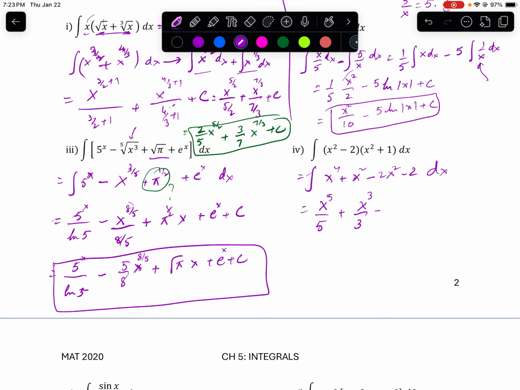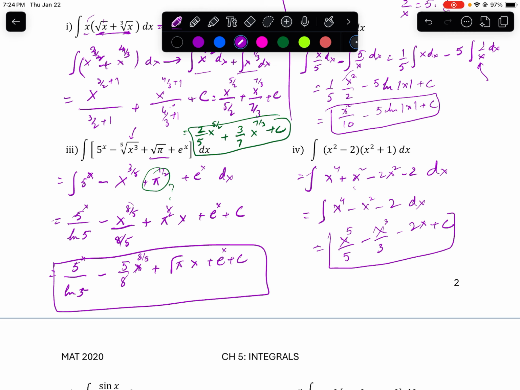Minus, oh, by the way, we should have first combined the like terms. Integral x to the 4 minus x squared minus 2 dx, which gives me x to the 5 over 5 minus x to the 3 over 3 minus 2 dx. Integral of 2 dx will be 2x, and then plus a c. So this is your answer.